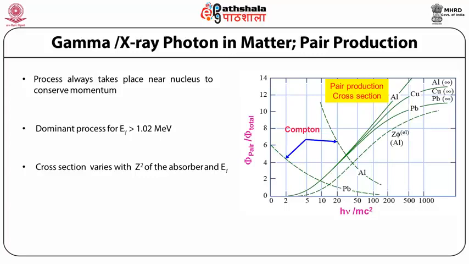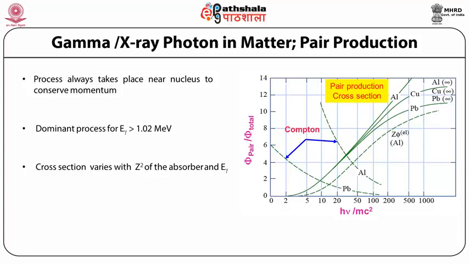Here in this slide on the right hand side, one picture is shown which is a representation of the probability of pair production as a function of photon energy. Here you can see this variation of the probability of pair production as a function of energy shown for different elements. In case of lead and aluminum, for low energy photons the Compton effect is dominant, whereas pair production is less.